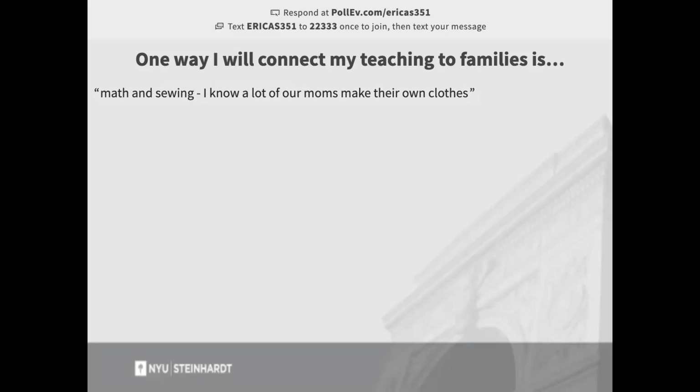Ooh, math and sewing. I know a lot of our moms make their own clothes. Yes, my mom actually made a lot of my clothes growing up, and I learned a lot of math through that process of just observing her.